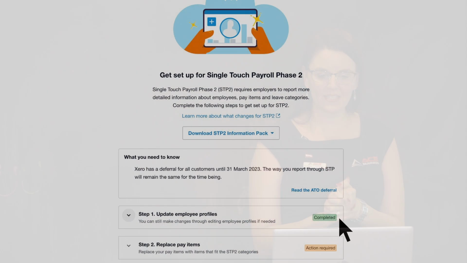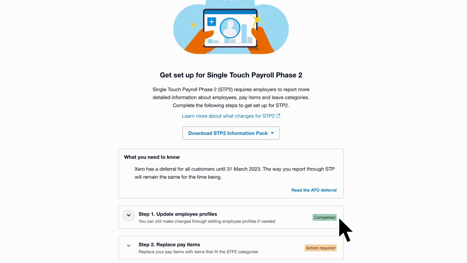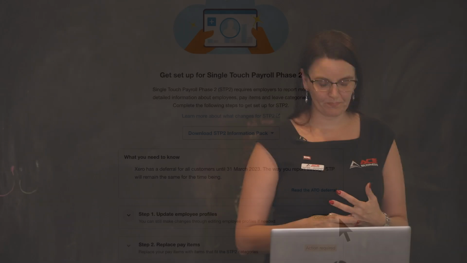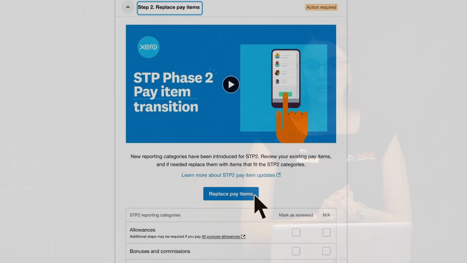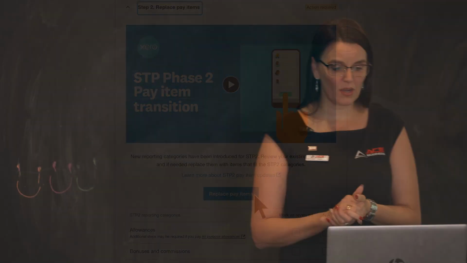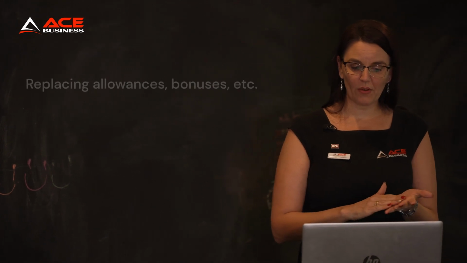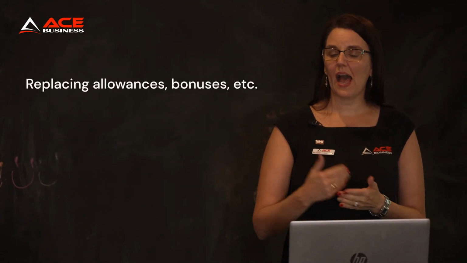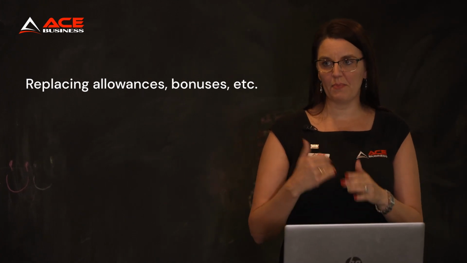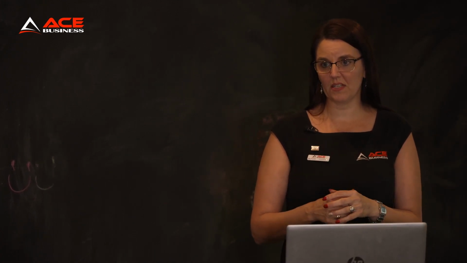Then we're going to come to step 2, and this becomes live once we've done these other steps. So we are now going to need to replace pay items. Now we do have some handouts here at the workshop, and if anyone needs them, I can get them out to you as well. But this is where we're replacing the allowances, the bonuses, the bits and pieces, and if they're being used in the business.